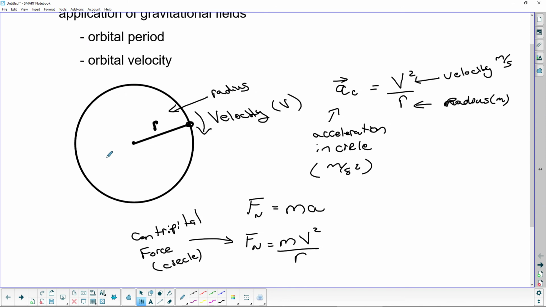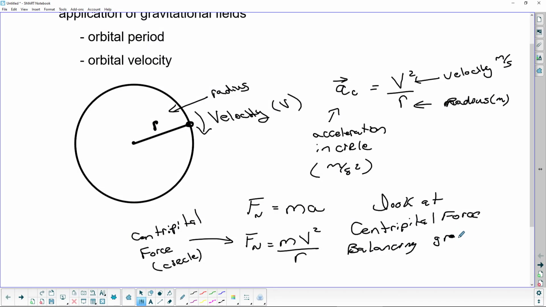Okay, so we're going to look at, basically, the centripetal force balancing, we'll say, gravitational force to get a stable orbit.